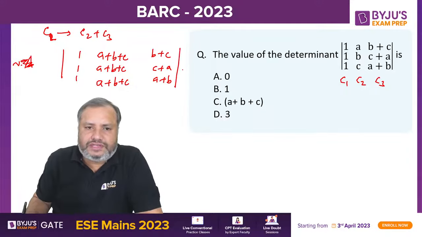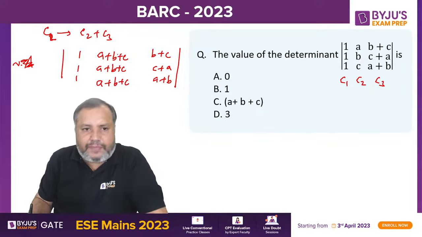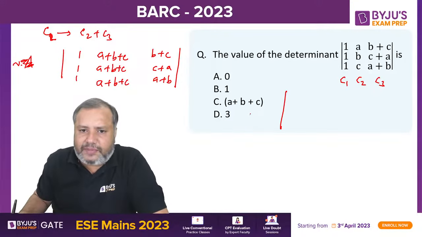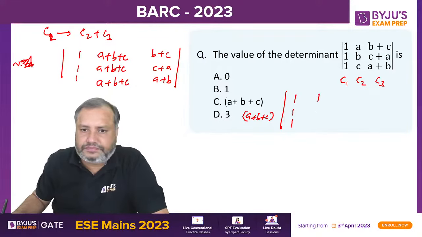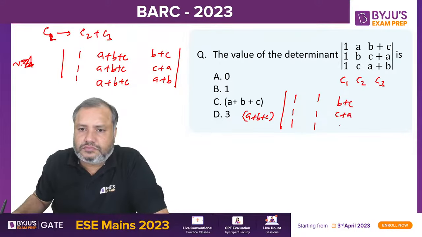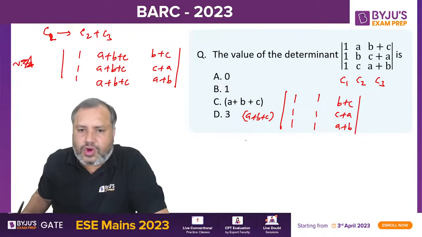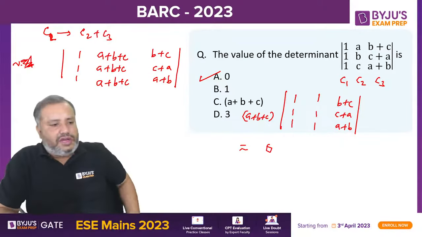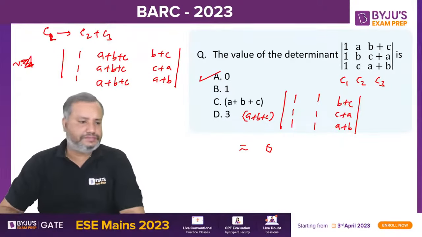Students, if you take a plus b plus c common from the second column, then you will get a plus b plus c out, but the first and second column will be 1 1 1. If two columns are the same, then the result will be 0. So the answer for this is option A. Is that clear?